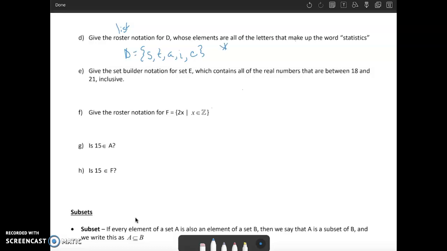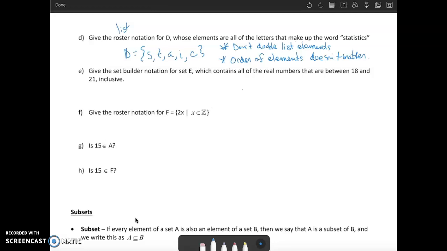So this brings up a couple important notes. We don't double list elements. And also the order of the elements doesn't matter. This would be the same set if I mixed those letters all up, because it's just a set, it's just a list of these letters and the order of them doesn't really matter. So that one wasn't too bad.